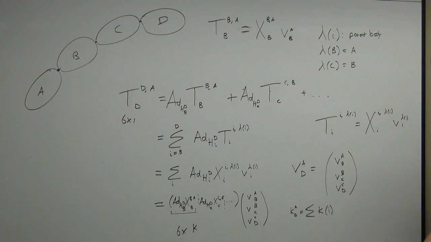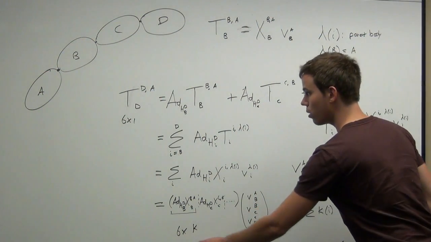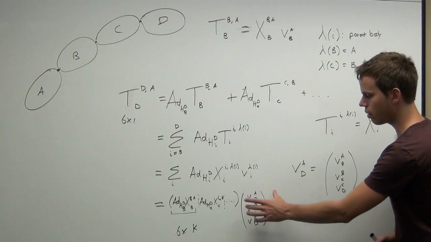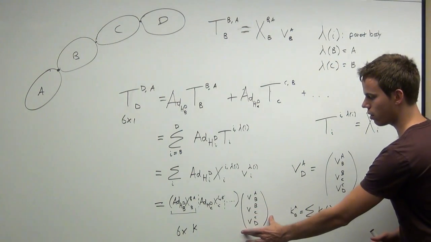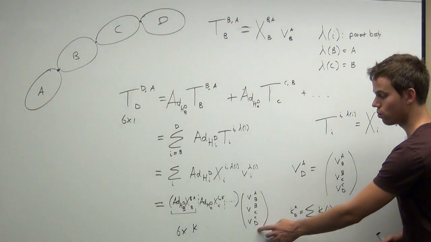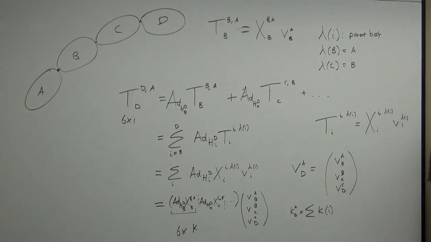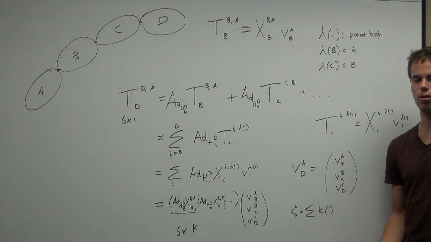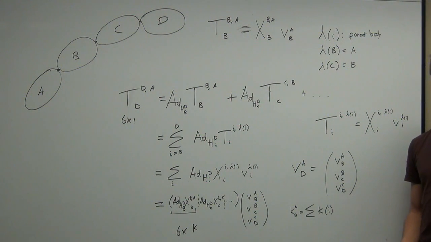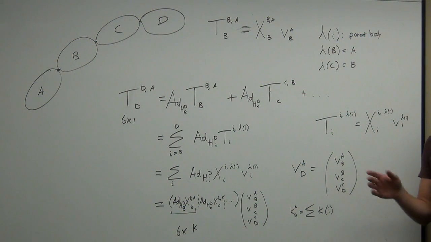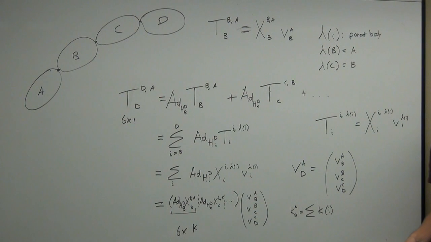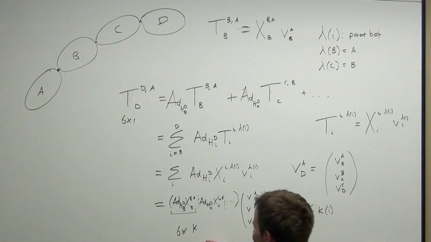Alright, so this is a 6 by k matrix that basically is a linear operator that takes in this concatenated velocity vector and returns a twist. So what do you think that kind of matrix is? What is a name for that kind of matrix? So it takes joint velocities and turns it into a twist. Hey, so this is a Jacobian.